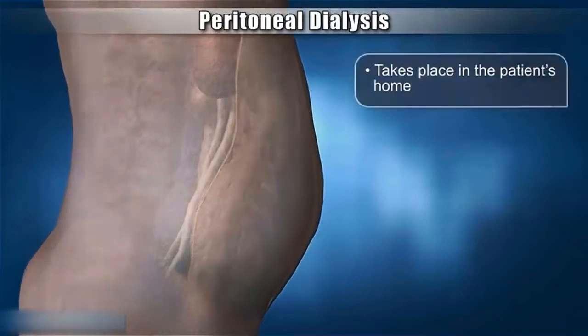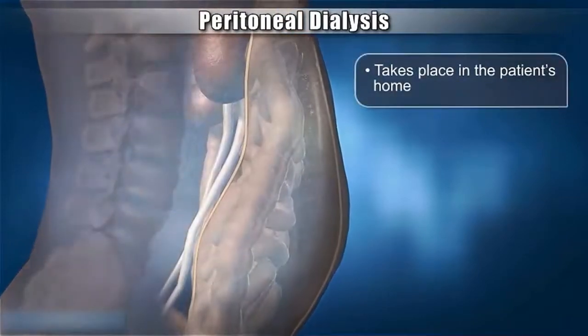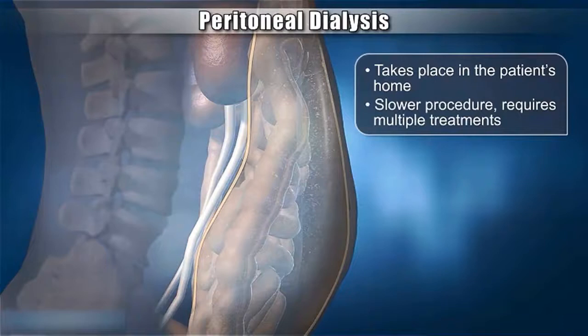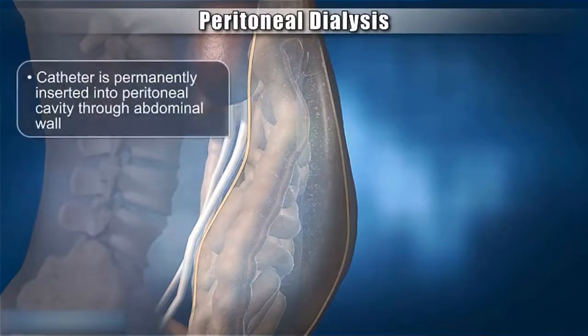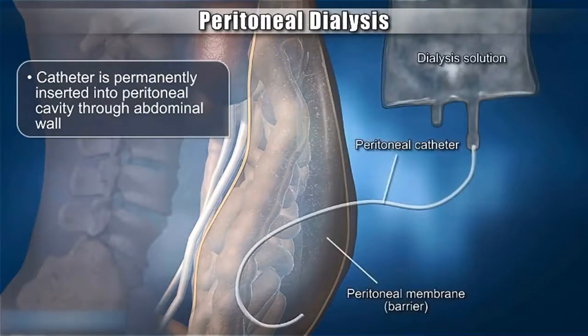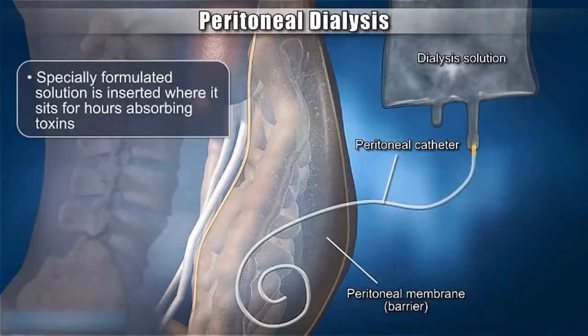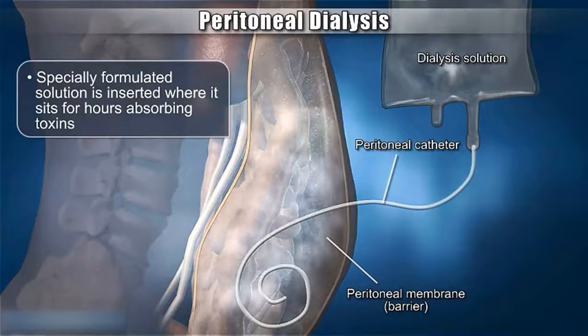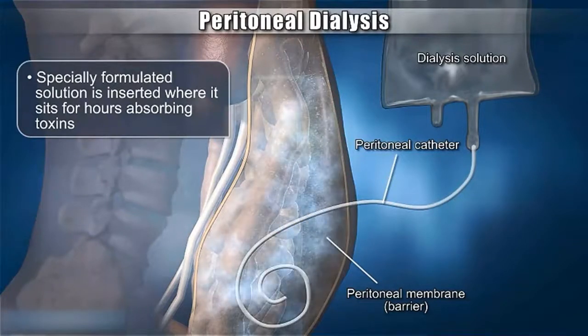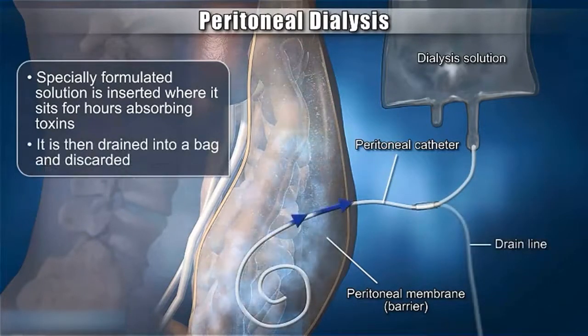Peritoneal. This is a form of dialysis that often takes place in the patient's home. This is a slower procedure and requires multiple treatments a day. This treatment requires a catheter to be permanently inserted into the peritoneal cavity through the abdominal wall. A specially formulated solution is inserted into the peritoneal cavity where it sits for hours, absorbing toxins. It is then drained into a bag and discarded.